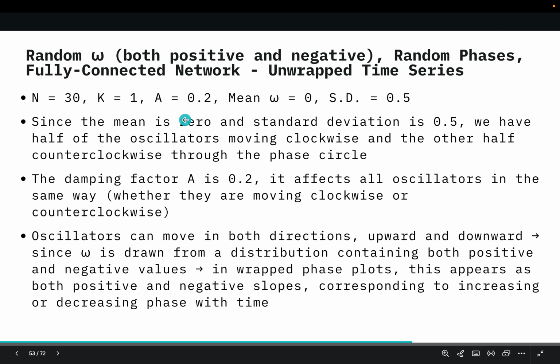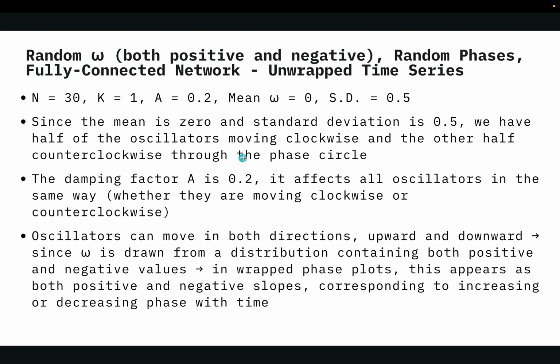When I say that A is 0.2, A doesn't care whether you're moving in the clockwise direction or in the anti-clockwise direction. There is actually no bias. If your mean is 0 and your standard deviation is 0.5, that means there is no bias: 50% of oscillators moving clockwise, 50% moving anti-clockwise. And A affects all oscillators in the same way. It's not like A is 0.2, so that means there is a bias towards omega less than A, not like that. I'm really sorry.